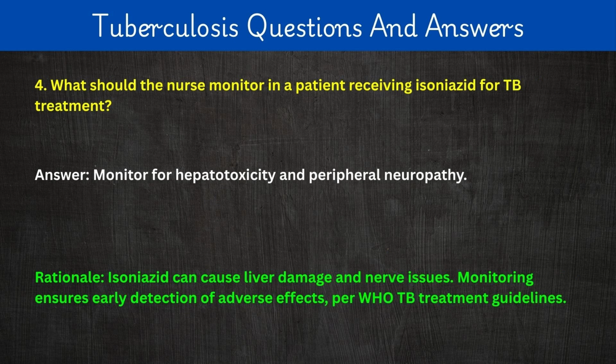4. What should the nurse monitor in a patient receiving isoniazid for TB treatment? Answer. Monitor for hepatotoxicity and peripheral neuropathy. Rationale. Isoniazid can cause liver damage and nerve issues. Monitoring ensures early detection of adverse effects, per WHO TB treatment guidelines.